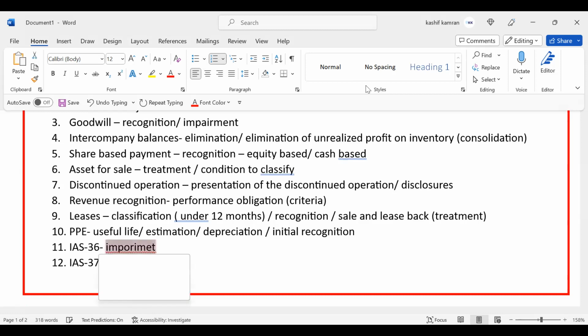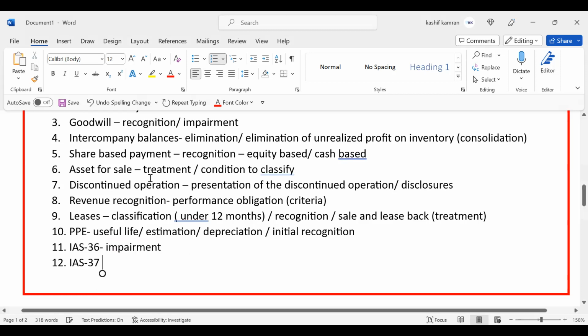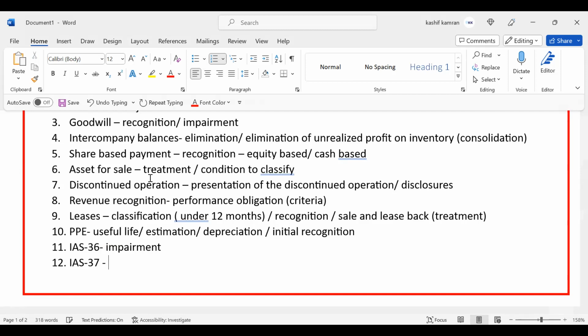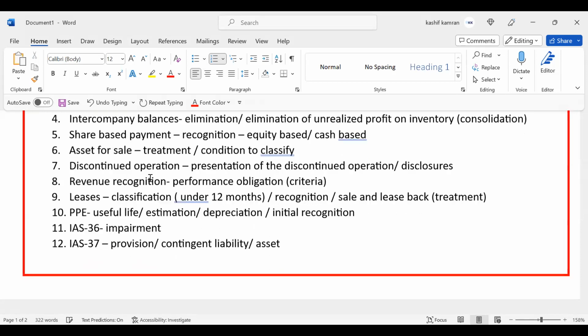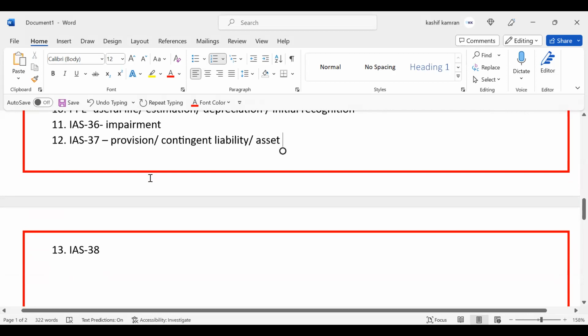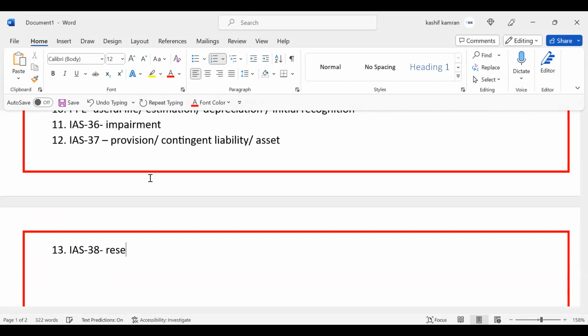Your examiner likes provisions and contingent liabilities a lot, asking questions around provisions, contingent liabilities and contingent assets. So you should be very clear on that side. The examiner is very fond of research and development cost, so you should note the criteria of research and development. The examiner is also very fond of asking about intangible assets, the amortization of intangible assets. That's one of the favorite areas of your examiner. So 36, 37, 38 comes a lot.